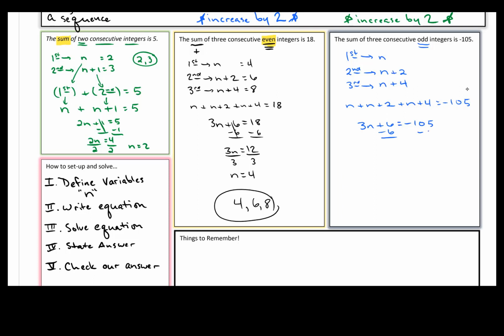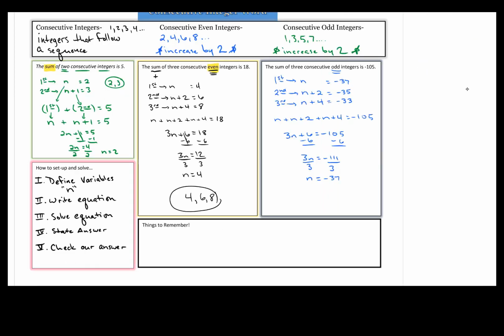Subtract 6. 3n is negative 111. Keep going, divide by 3, and n is negative 37. Now be careful when you plug these back in, because that negative is going to mess you up if you're in a hurry. This is actually negative 37, then negative 35, and then negative 33.